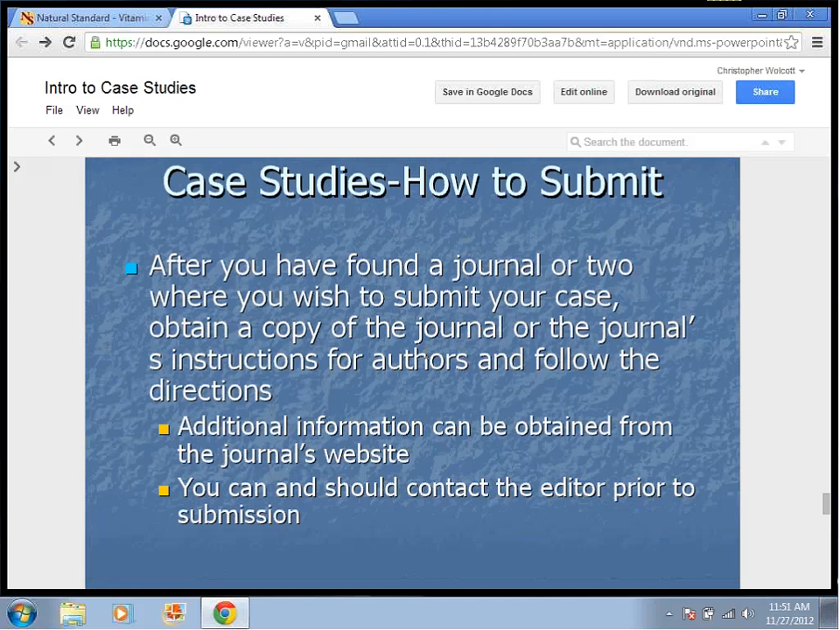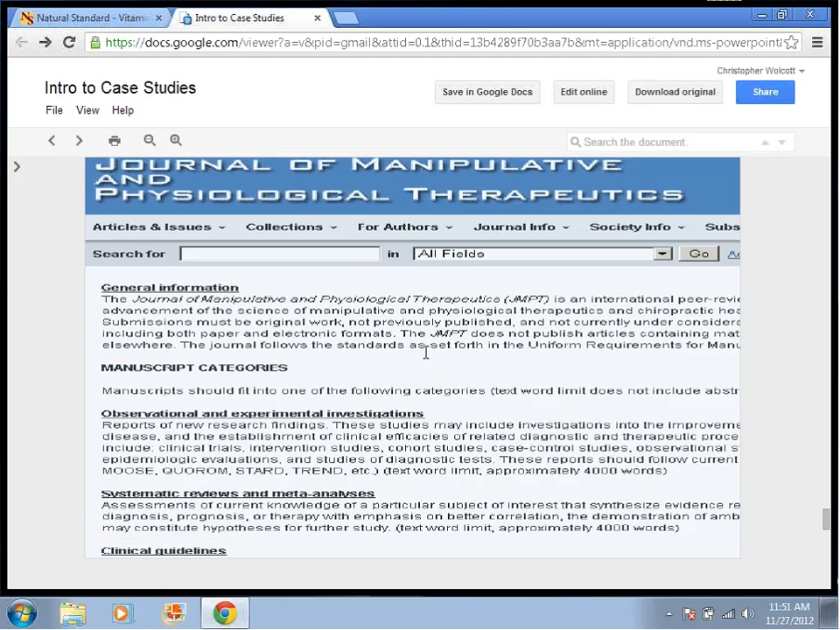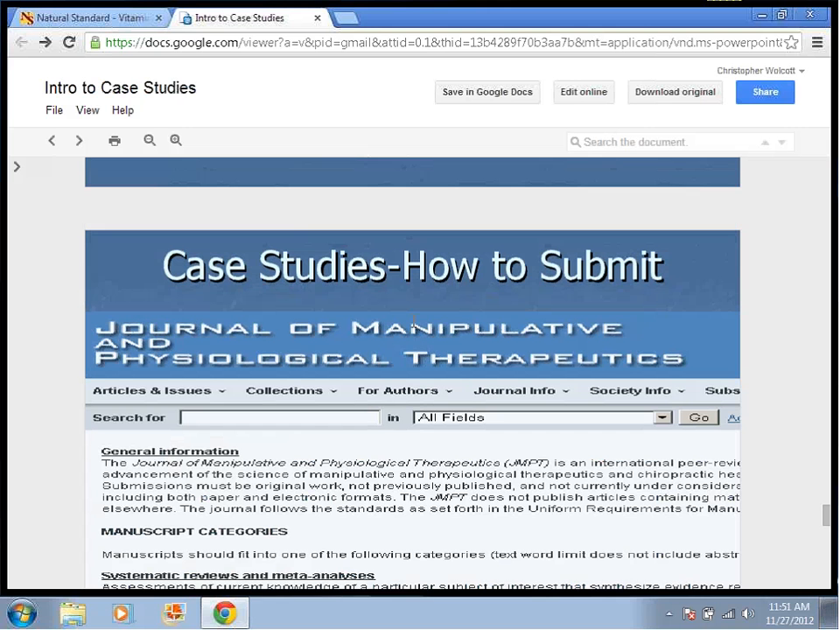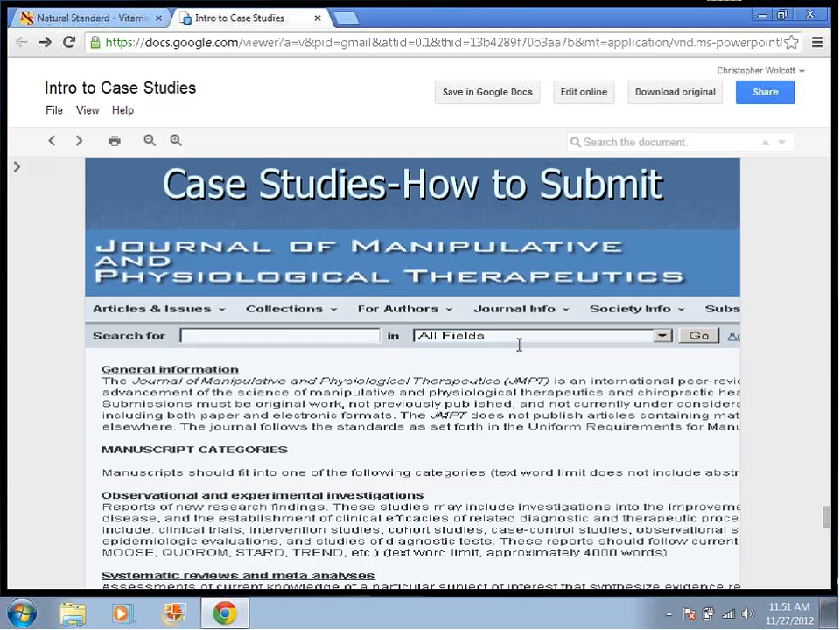Once you've got your journal, go to the journal's website. This is JMPT, and there's a For Authors drop-down tab, so you can find out everything you need to know. They have their own consent forms there, so you can get the patient's consent to publish. You can get how to write up all of the different types of research that they accept.